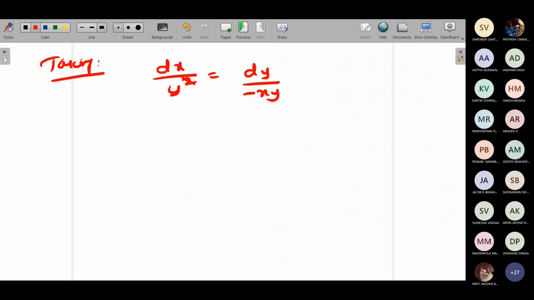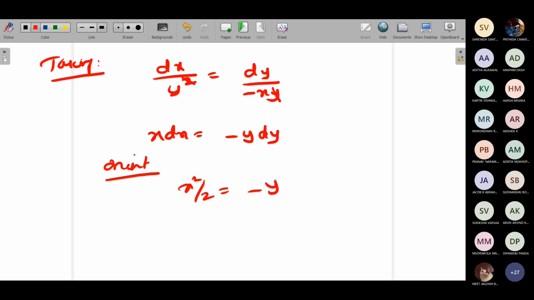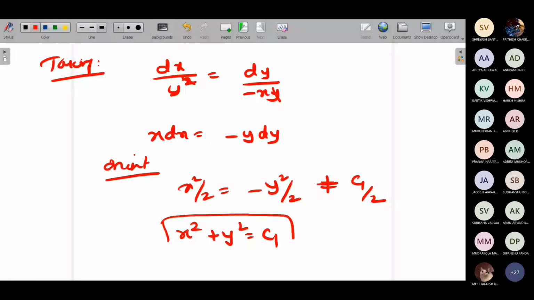So y and y will be getting cancelled. So you'll get x dx is equal to minus y dy. So when you integrate, you'll get x square by 2 equal to minus y square by 2 plus some c1. So therefore x square plus y square is equal to c1. That is your u you will take.